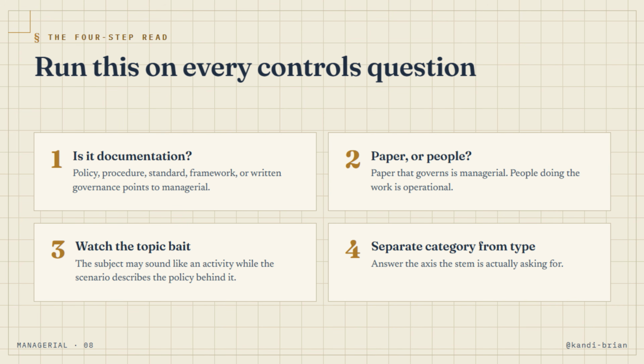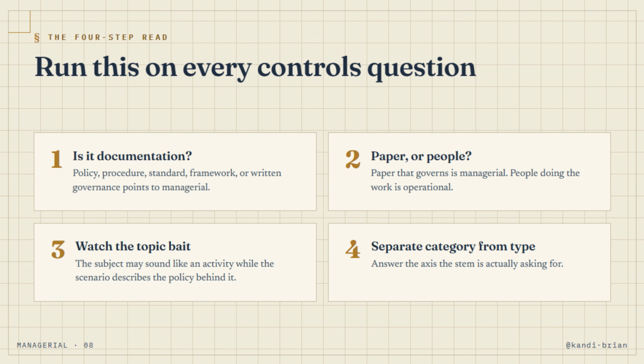First, ask whether this is documentation. Is the scenario describing a policy, a procedure, a standard, a framework, or written governance? If yes, you are likely managerial. Second, run the paper versus people test. Is this a written rule that governs, or is this a person carrying out a task? Paper that governs is managerial. People doing the work is operational.